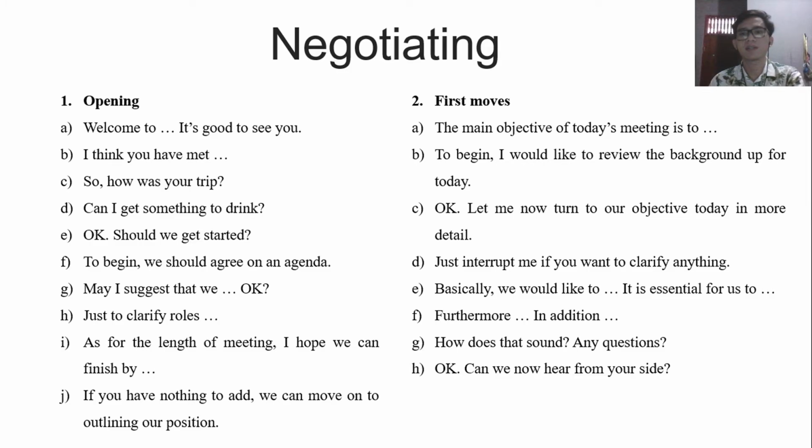And the next is, basically we would like to blah blah blah. Is it essential for us to blah blah blah? Furthermore, blah blah blah, in addition, if you want to add something. And then, how does that sound? Any questions? You ask the negotiators' opinions about that. And then the last is, okay, can we now hear from your side? So in these steps, you ask the negotiators to share their opinions about the negotiation.